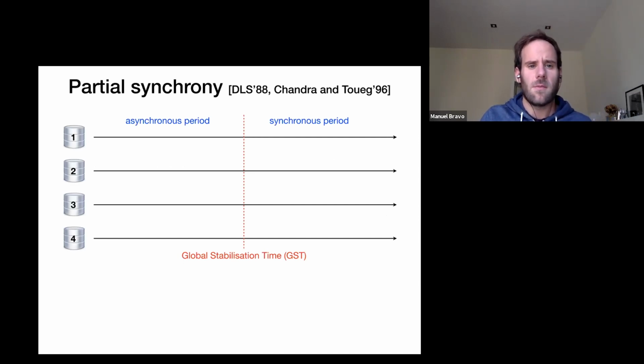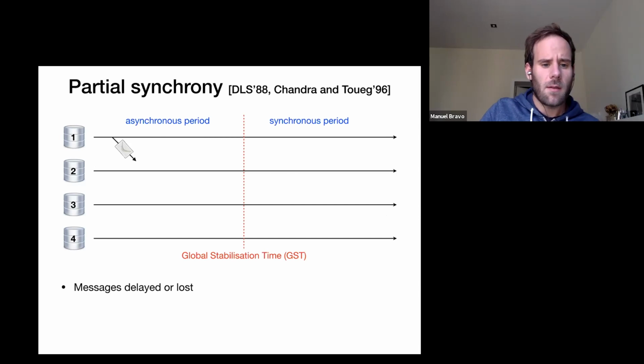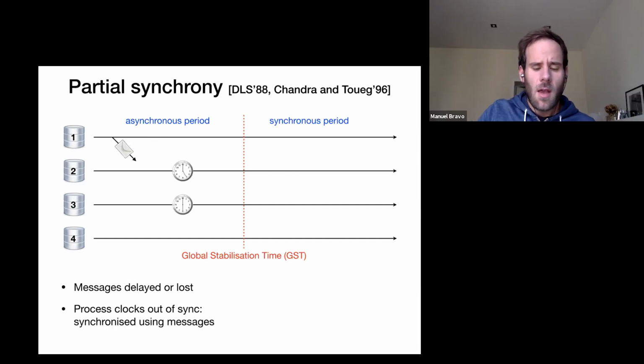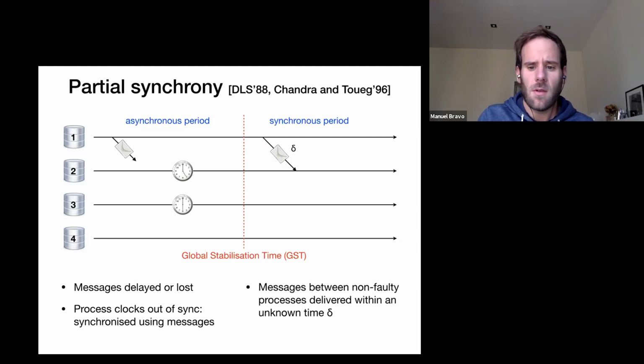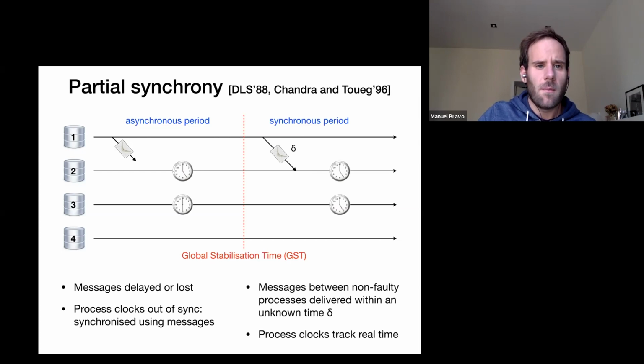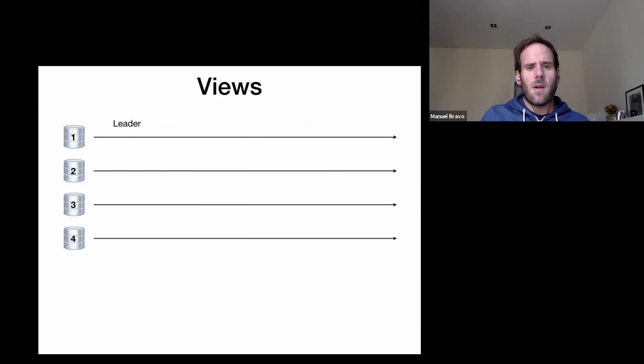And this is captured by the partial synchrony model. This model assumes that the execution starts in an asynchronous period where bad things can happen, like messages can be delayed or lost. And it assumes that eventually we hit a global stabilization time, or GST for short, after which the network starts behaving synchronously. This means that messages between non-faulty processes are delivered within an unknown time delta, and that process clocks track real time.